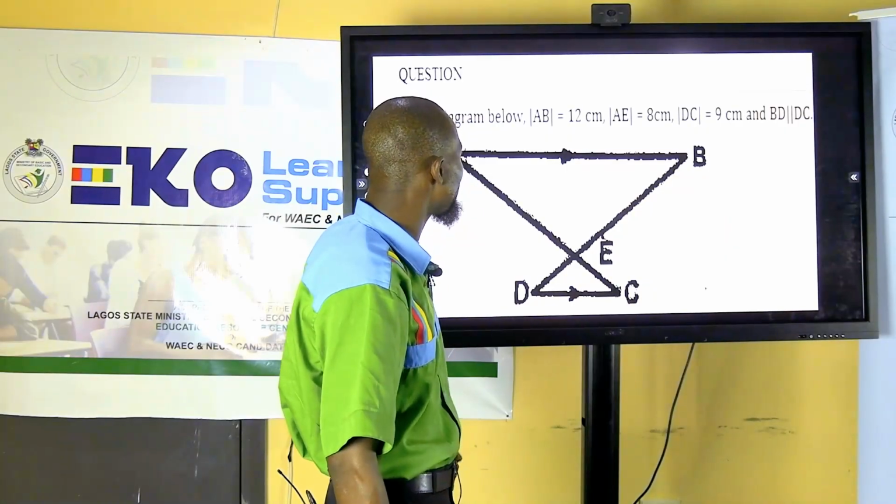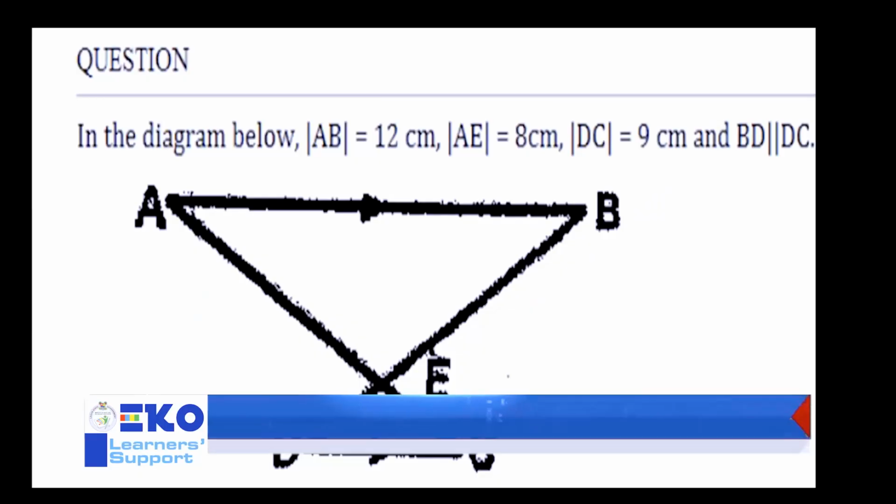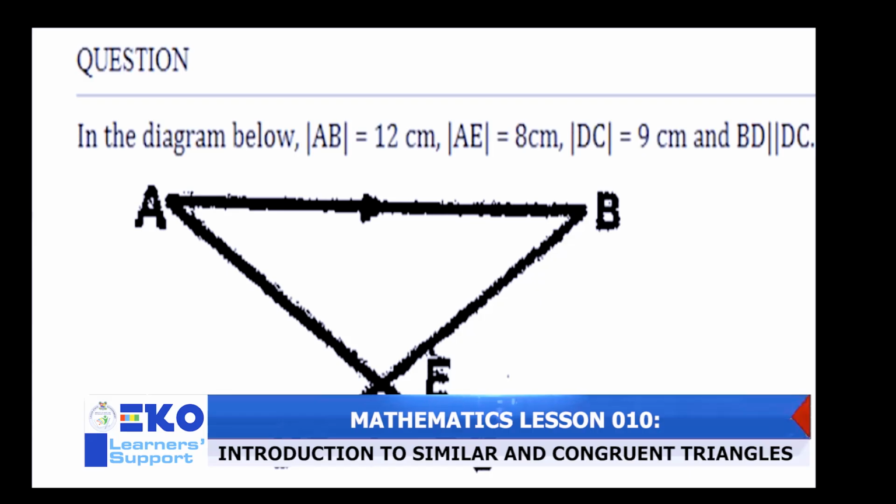So this is the practice question. And the question is: in the diagram below, AB is 12 centimeters, AE is 8 centimeters, and DC is 9 centimeters.